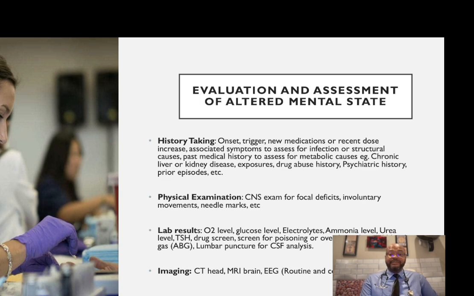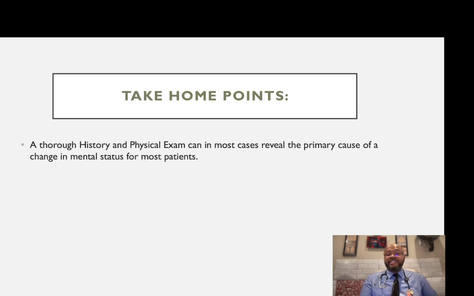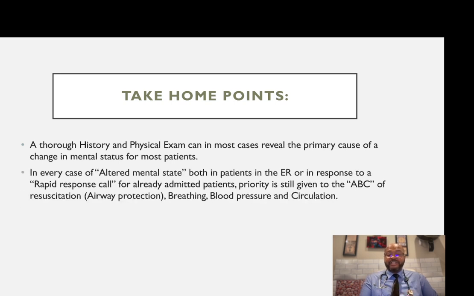So the take-home points in this very short lecture is, one, a thorough history and physical examination can, in most cases, reveal the primary cause of a change in mental status for most patients. In every case of altered mental status, whether they are in the ER or a response to a rapid response call in a patient already admitted, always remember the ABC of resuscitation remains priority. The airway protection, the breathing, blood pressure, the circulation.